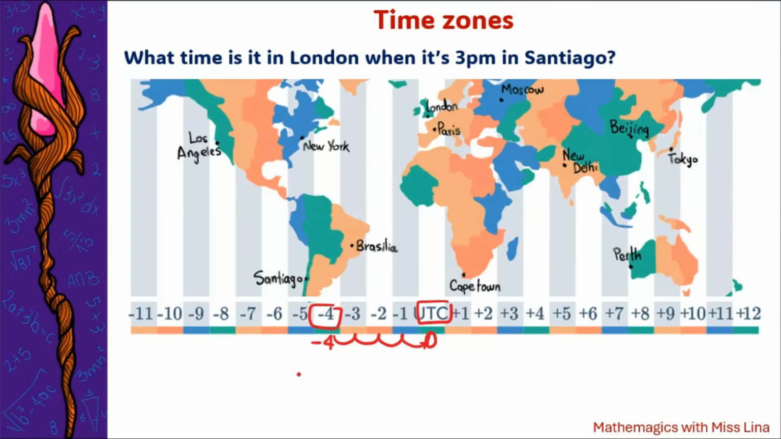Now it says that in Santiago it is 3 p.m. So in order to know what time it is in London, we just add 4 hours. 3 plus 4 is 7. So in London it's going to be 7 p.m.